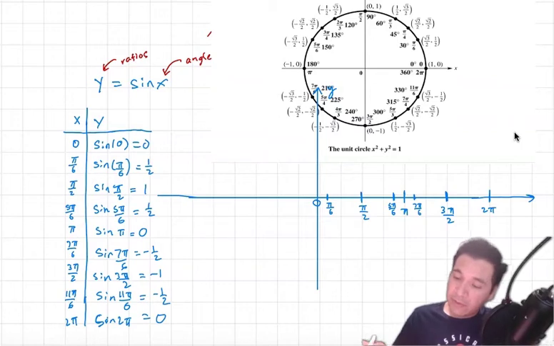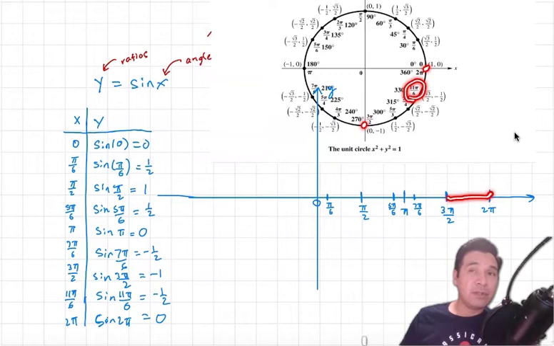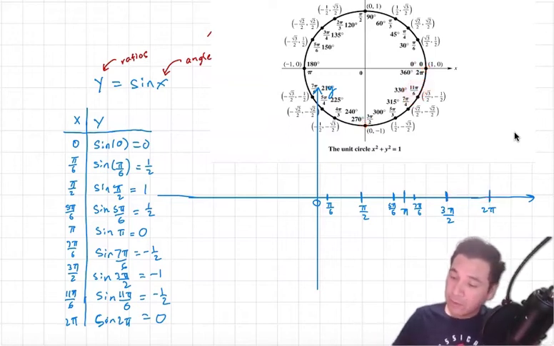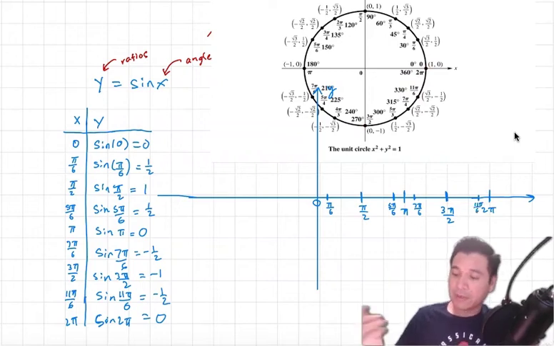And let's move on to the last angle, 11 pi over 6. So 11 pi over 6 is right here. It's between 2 pi and 3 pi over 2, which is this piece on the x-axis here. And it's closer to 2 pi than it is to 3 pi over 2. So we're going to put it right about here, 11 pi over 6.